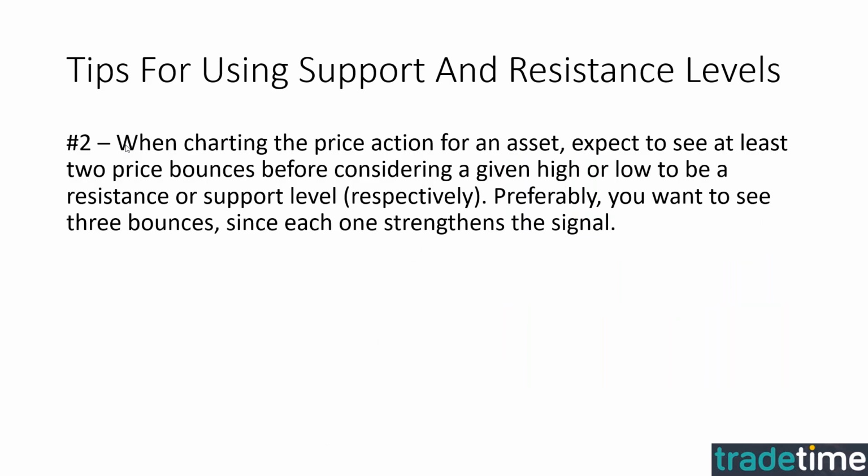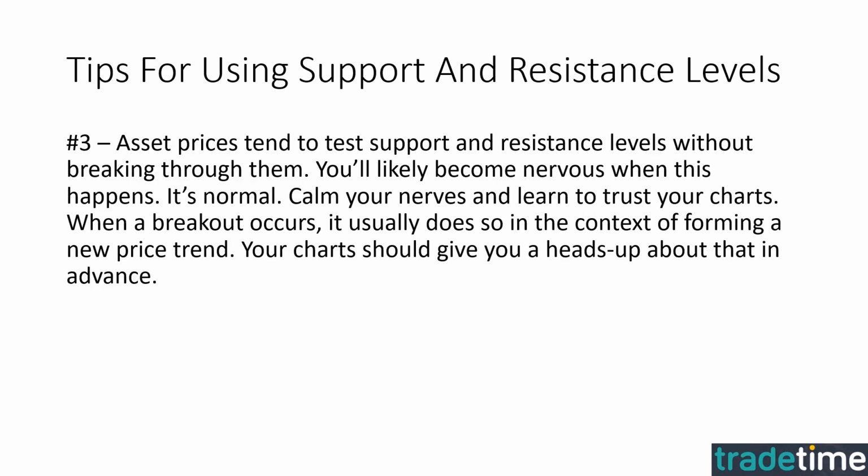When charting the price action of an asset, expect to see at least 2 bounces before considering a given high or low to be a resistance or support level. Preferably, you want to see 3 bounces since each one strengthens the signal. Asset prices tend to test support and resistance levels without breaking through them. You'll likely become nervous when this happens. It's normal. Calm your nerves and learn to trust your charts. When a breakout occurs, it usually does so in the context of forming a new price trend. Your chart should give you a heads up about that in advance.